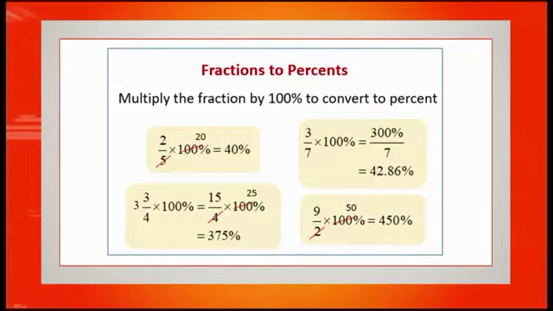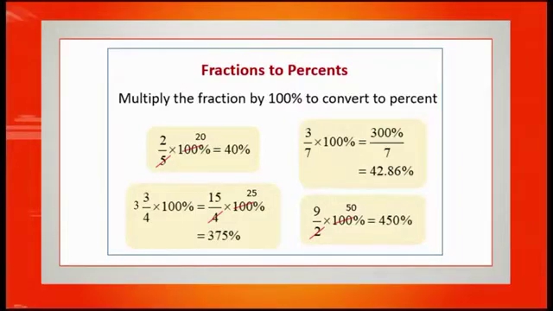Then you have 3/7. And as you can see there, there's no factor between 7 and 100 or 7 and 3. So you multiply straight across. 3 multiplied by 100 is 300. Divided by 7, you get 42 and 86/100. That reads 42, decimal point 86%.